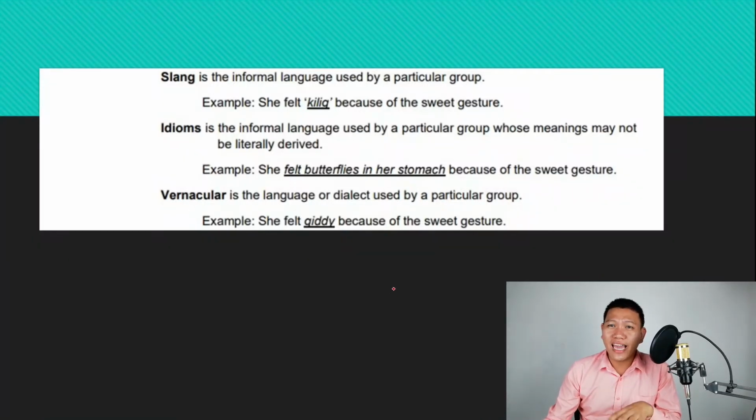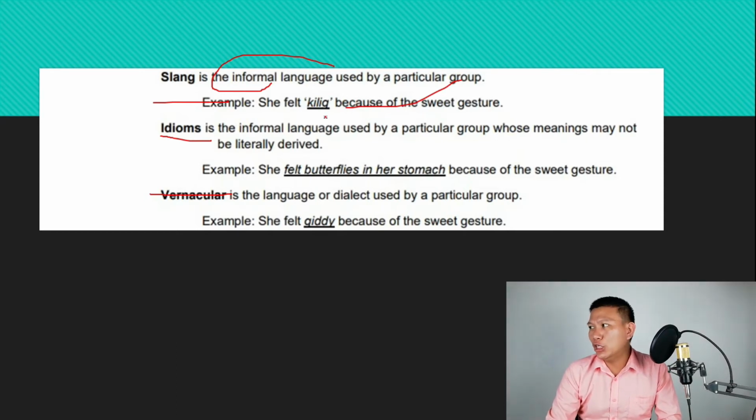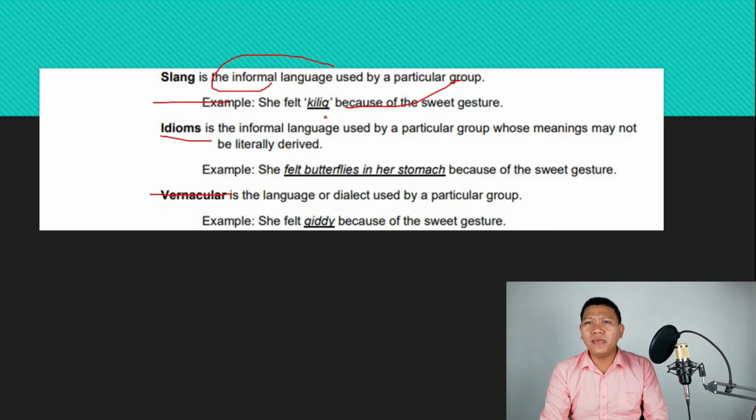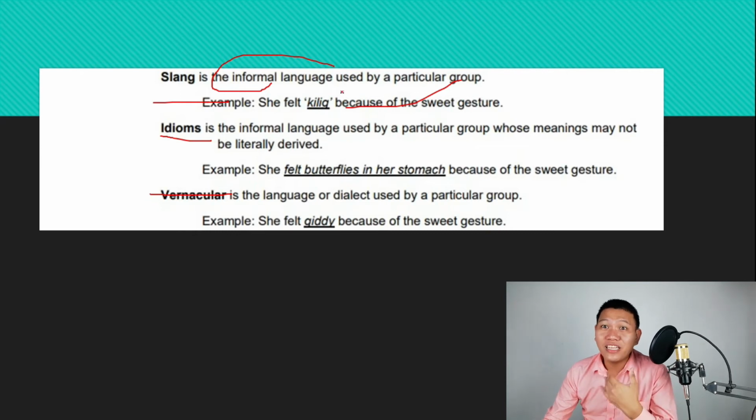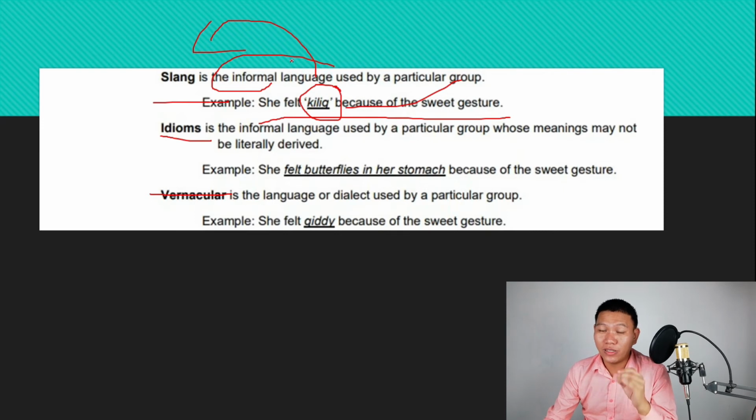We mentioned a while back the kinds of language used in a normal casual conversation: slang, idioms, vernacular, and so on. When we say slang, it is informal language used by a particular group. You have your own slang. Let's say, I don't know if G language is an example. Most probably Becky language. Those gays who understand each other using their gay language, it's slang, okay? It's an informal language used by a particular group, the group of friends. If I'm not particular, just listen to your gay friends, okay? Next example: she felt kilig because of the sweet gesture. The term kilig, only a particular group understands it. So that is an example of slang. Let's not make it complicated. Let's put it that way, okay?